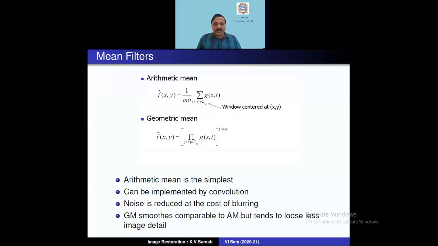So there are many filters. In fact, some of this we have already discussed in the previous unit. Your box filter is this. Let me explain this with probably an equation.